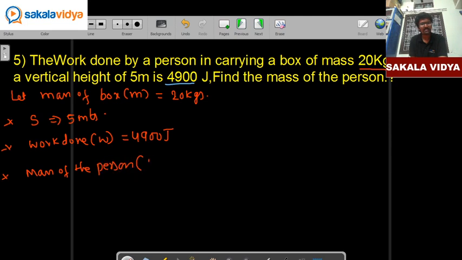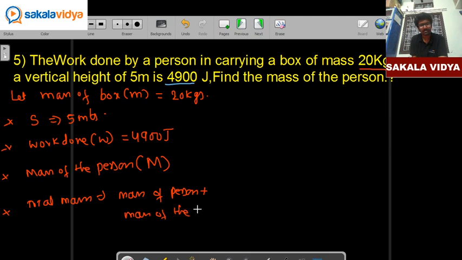So let us assume the mass of the person be capital M. So total mass will be the mass of the person plus the mass of the box, then it becomes capital M plus small m, which is nothing but capital M plus 20. Okay, so the total mass will be the mass of the person plus the mass of the box. So is it clear, guys? Okay.